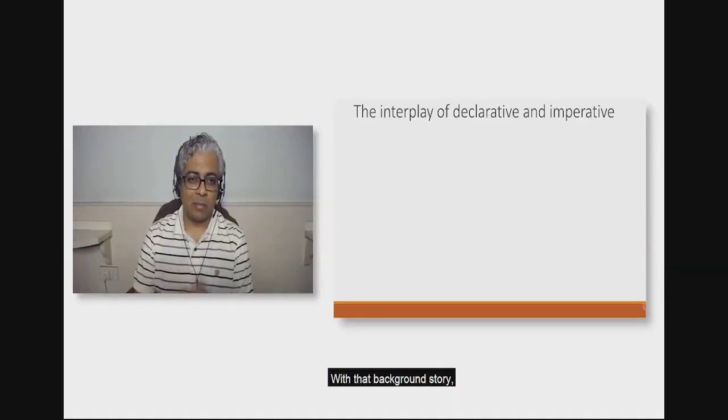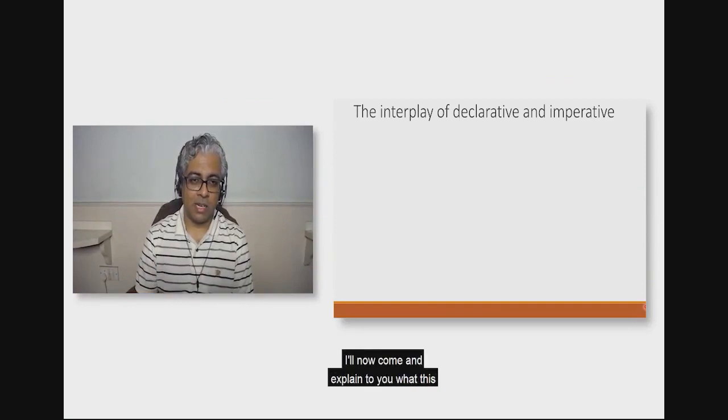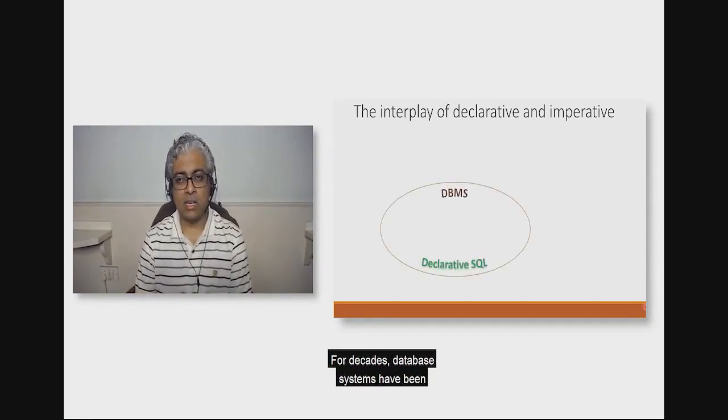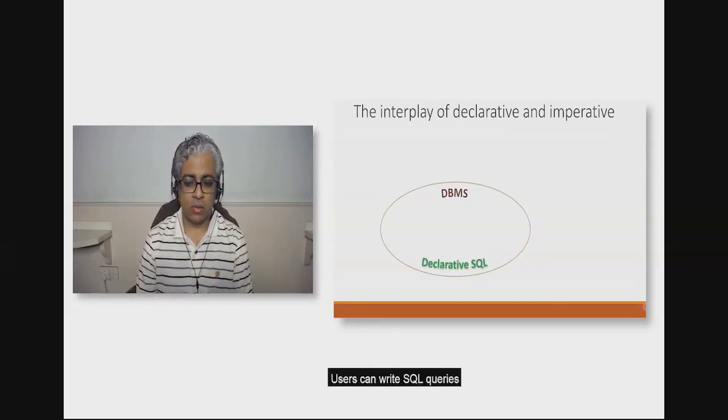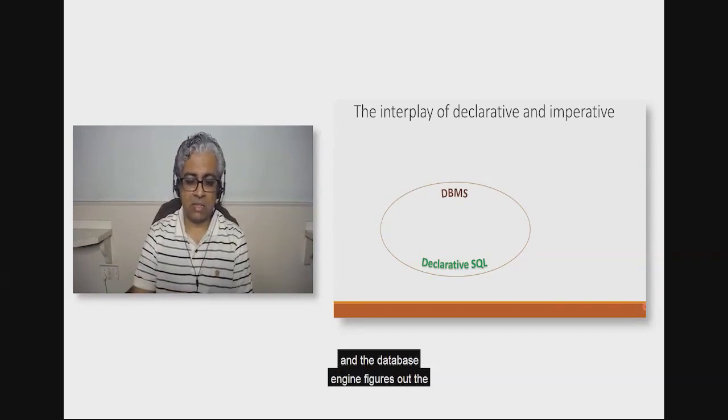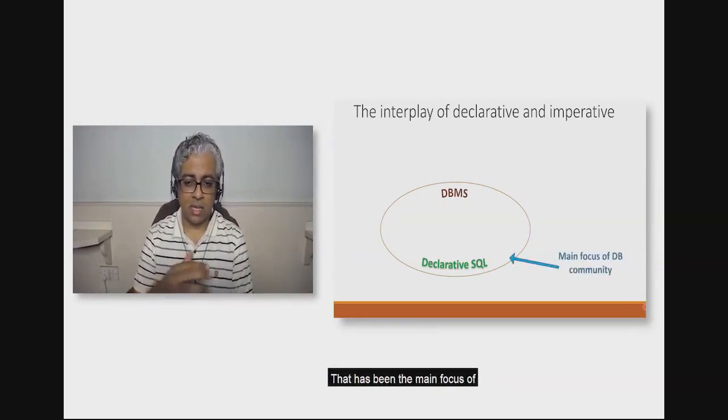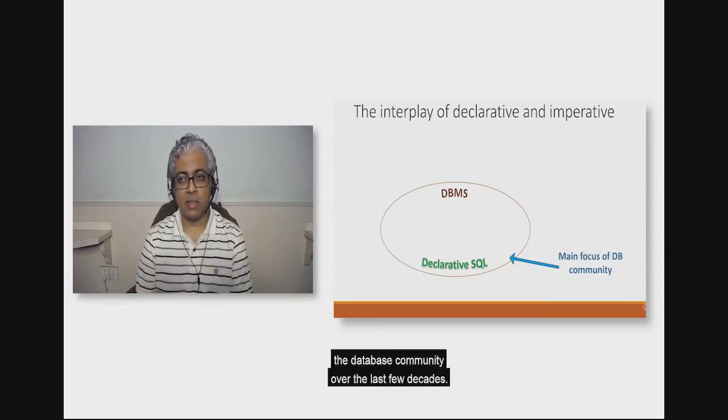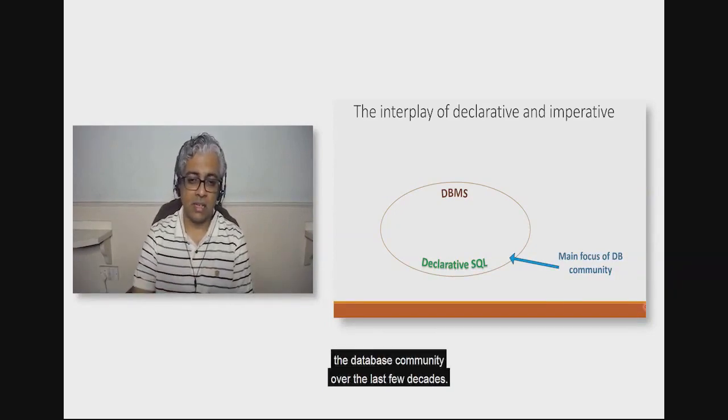With that background story, I'll now explain what this interplay of declarative and imperative is in the context of database systems. For decades, database systems have been exposing a declarative SQL interface to users. So users can write SQL queries, and the database engine figures out the most efficient or optimal ways to evaluate those queries over large data. And that has been the main focus of the database community over the last few decades.